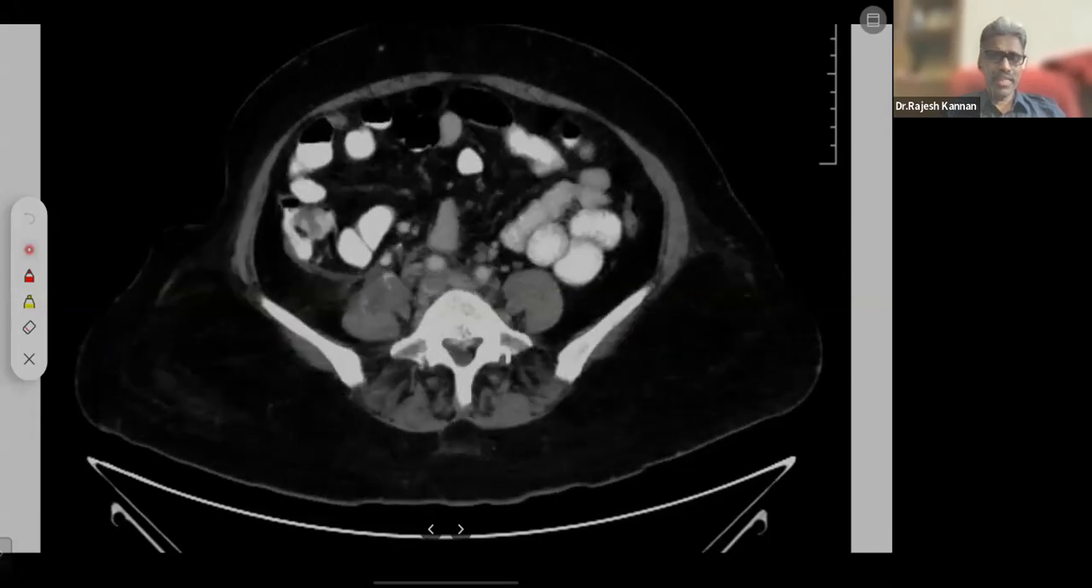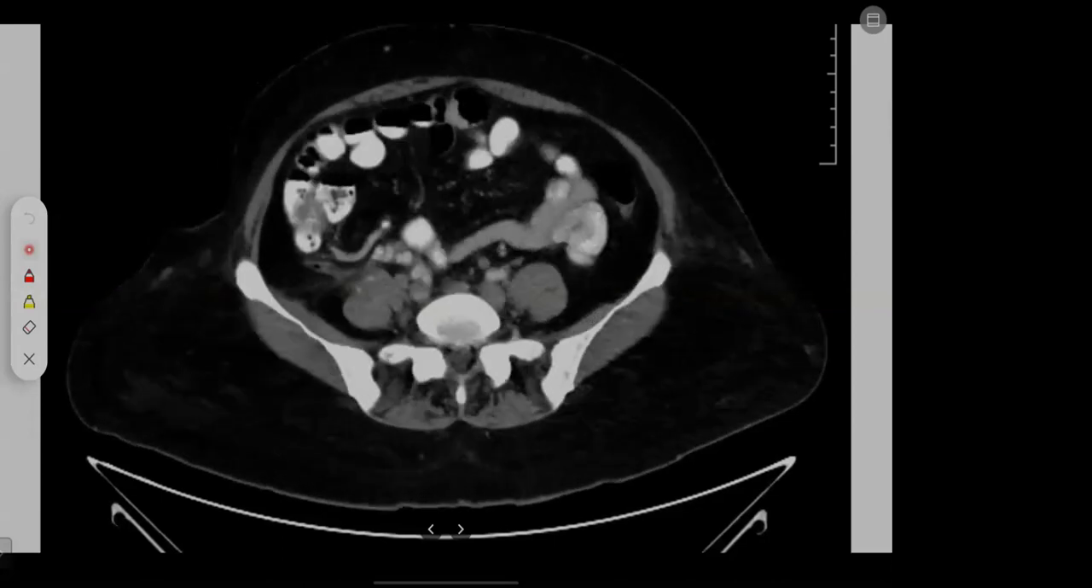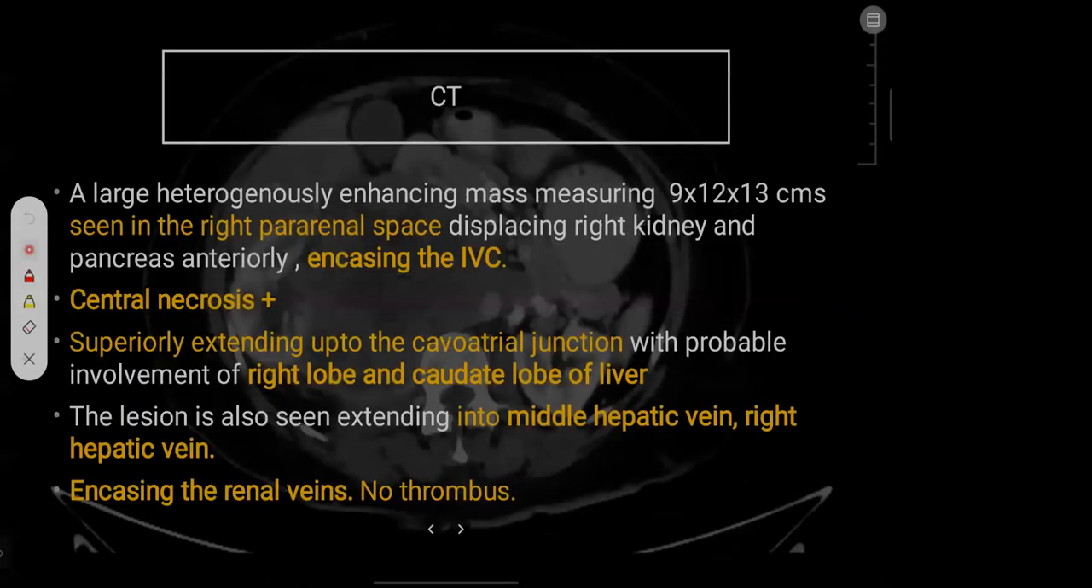Okay, now you sum up the findings. So basically what we saw is a large heterogeneously enhancing mass measuring 9 x 12 x 13 centimeters in the right pararenal space, which is displacing the right kidney and pancreas anteriorly and engulfing the IVC. There is central necrosis in the lesion, and it is seen superiorly extending up to the cavo-atrial junction with probable involvement of the right lobe and caudate lobe of the liver. The lesion is also seen extending into the middle hepatic vein and right hepatic vein, engaging the renal veins, but there is no thrombus.